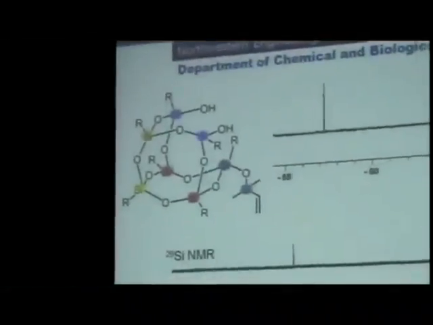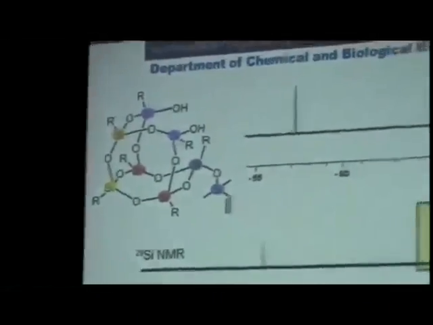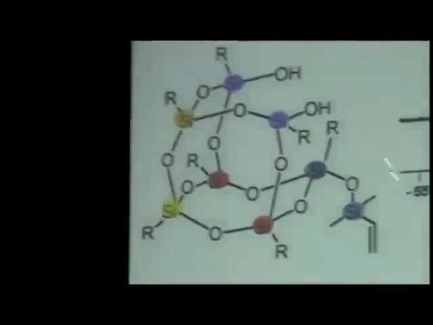As I said, we can follow some of the steps by NMR, all the steps by NMR, and this is a proof that we think we have this functionalized spherosilicate. And this is, for example, the most common characterization, silicon NMR.